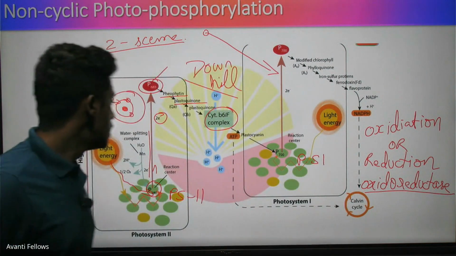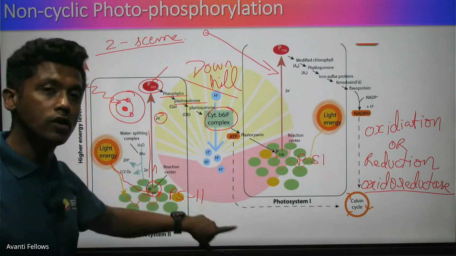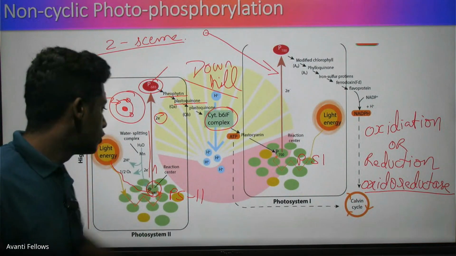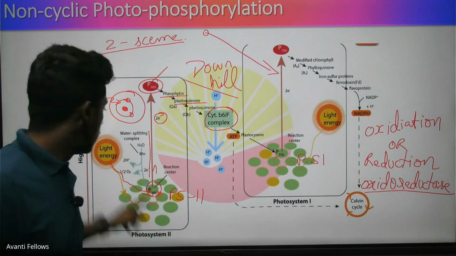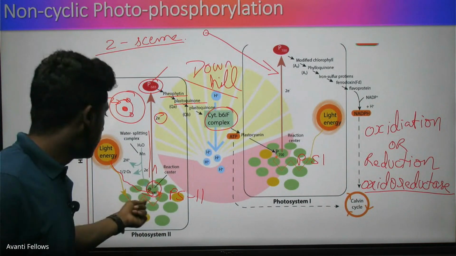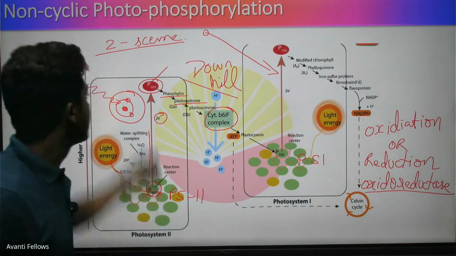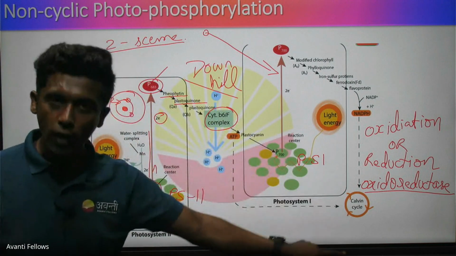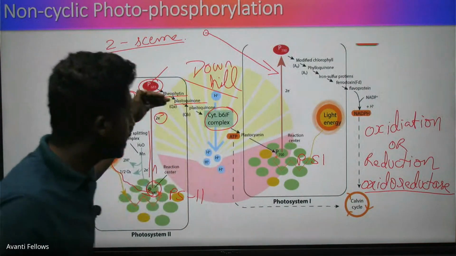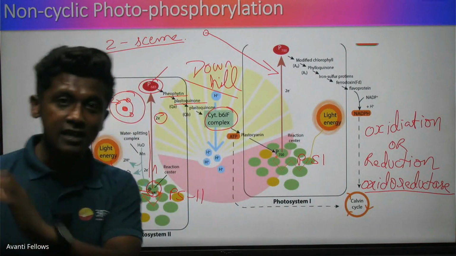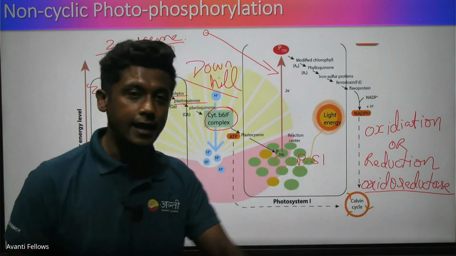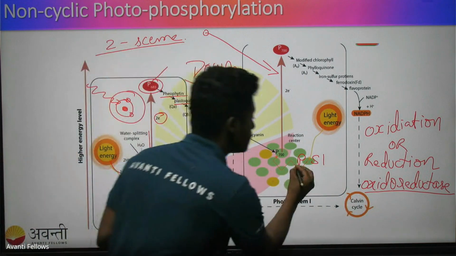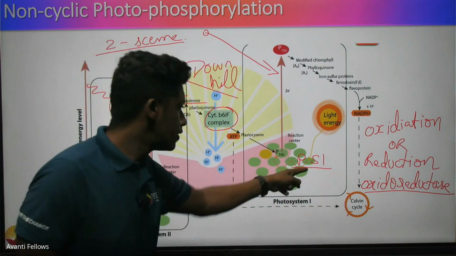So what happened? Our photosystem 2 was responsible for receiving the light, and when the light is incident on photosystem 2, the electrons got excited. The excited electrons were transported downhill through a series of electron acceptors, correct? These electrons are not utilized, they are just transported across the gradient. Once they're transported, where are they transported? They are transported to the next photosystem. And what is our next photosystem?